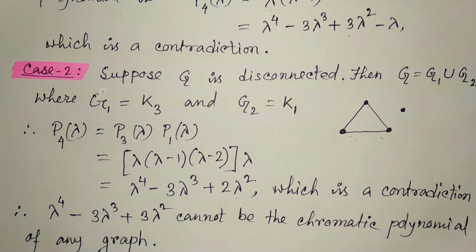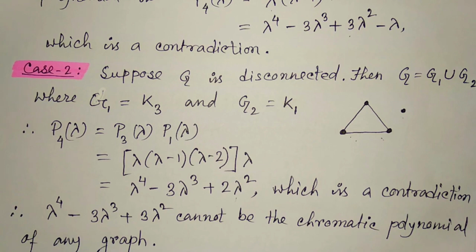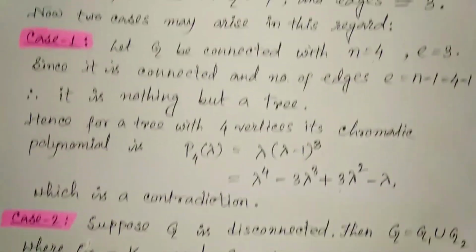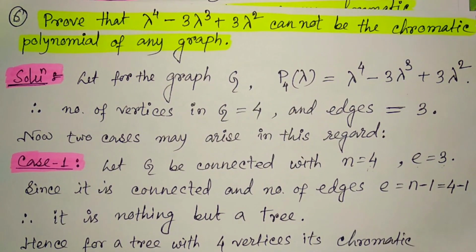Now if we compare with the given chromatic polynomial, again these two are different. Hence this is not a chromatic polynomial for any disconnected graph either. So if any such problems are given, we should go through all types of possibilities and explain accordingly to show whether the given polynomial is actually a chromatic polynomial for some graph or not. So here we find that this is not a chromatic polynomial for any graph.